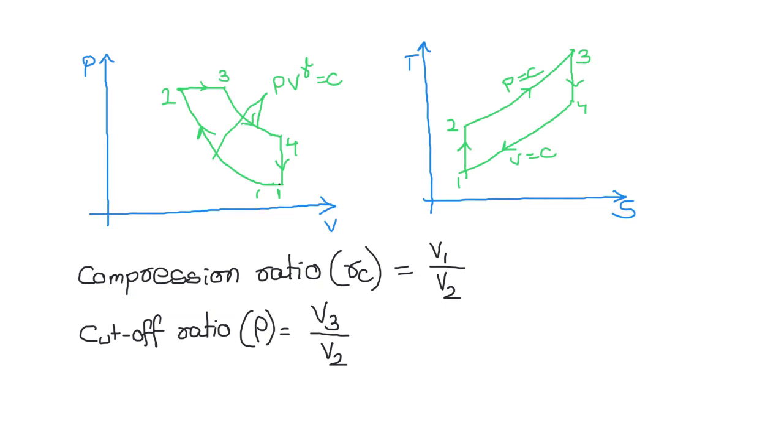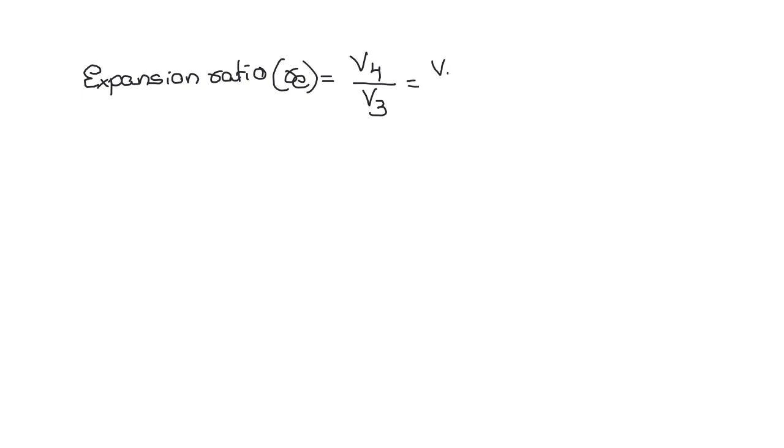Now let us go for the expansion ratio. The expansion ratio is denoted by re, which is the volume at the end of expansion by the volume at the beginning of expansion. So the volume at the end of expansion is V4 and the volume at the beginning of expansion is V3. See, V4 is equal to V1 because process 4 to 1 is a constant volume process. So we can write this as V1 by V3.